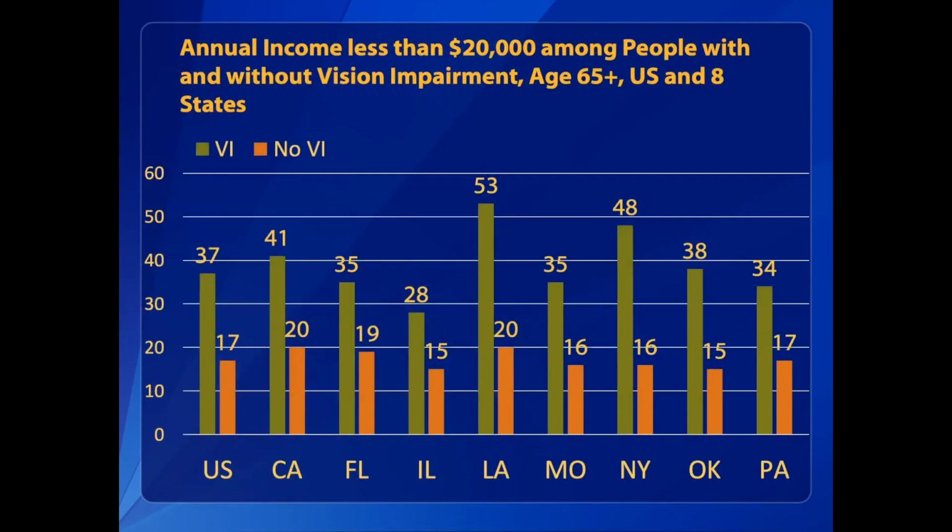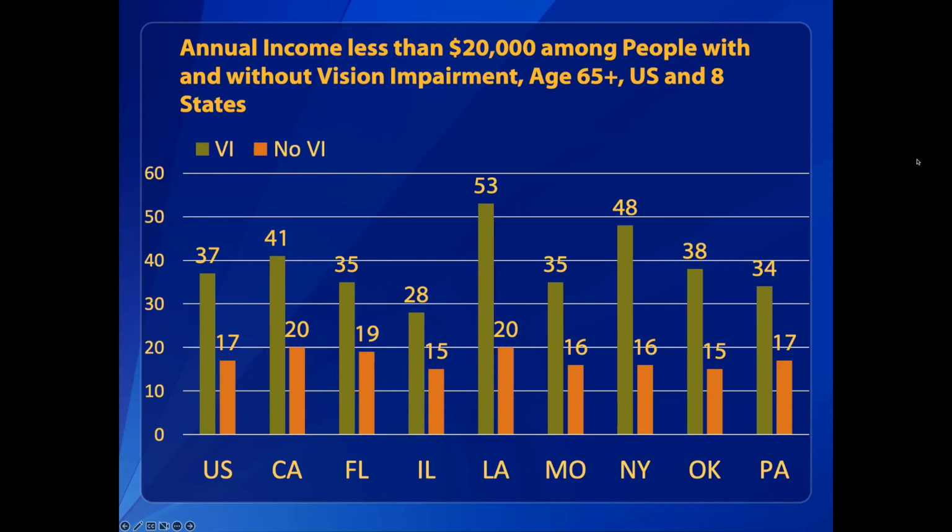Now, I think one of the things that I have learned in this work that I never really thought about and probably should have is the extreme poverty that older people with vision impairment experience. So, on this chart, there's a lot of background noise, if somebody's doing dishes, maybe mute. But what you see is that people with vision impairment are almost twice as likely to report incomes of less than $20,000 a year. Now think about it.